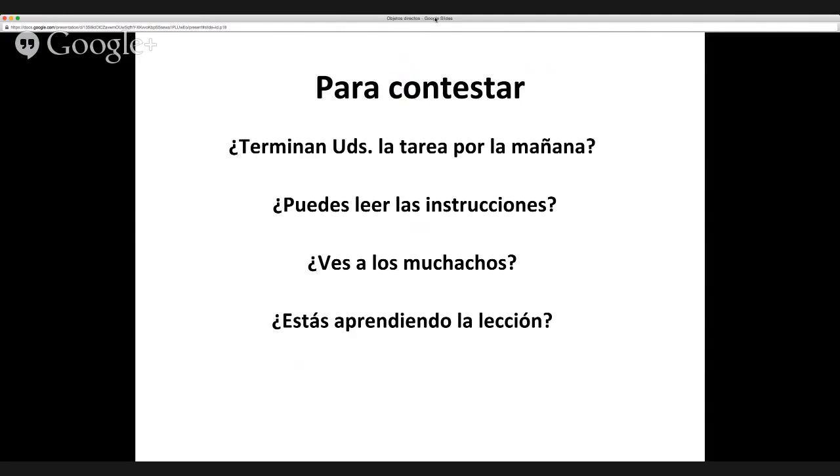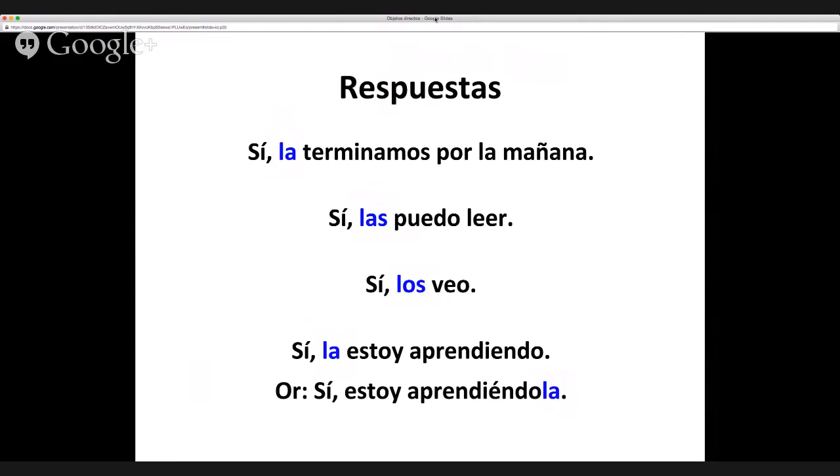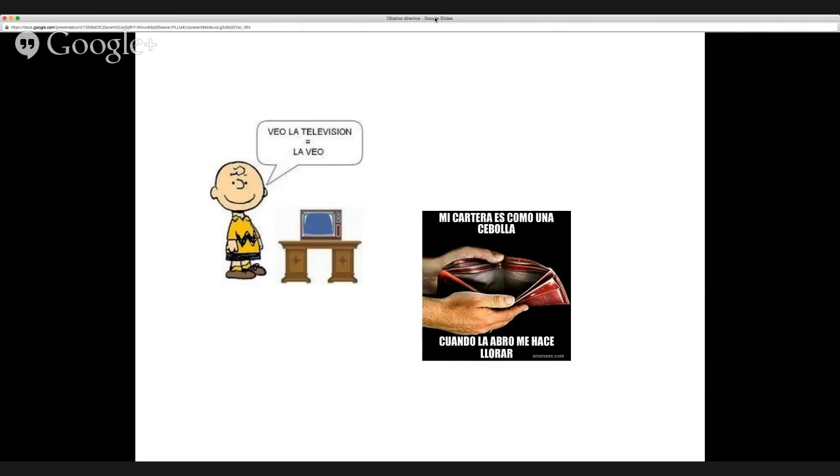So pause the presentation again, keeping in mind the direct object pronouns, where you can put them in each sentence, and then check yourself on the next slide. Here we have sí, la terminamos, las puedo leer, los veo. And with the last one, since there was a present participle, aprendiendo, you have a choice. You could say la estoy aprendiendo o estoy aprendiéndola. Emocionante, ¿verdad?